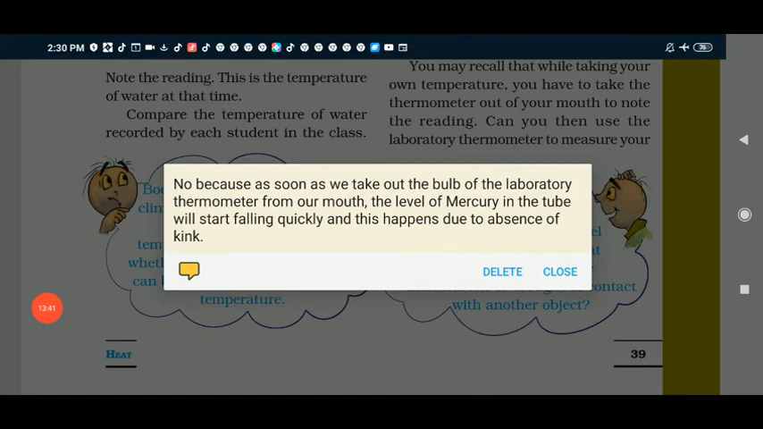Now we talked about how we should take the temperature reading without moving the laboratory thermometer out of the container. And a question arises in our mind: can we use a laboratory thermometer for measuring human body temperature? No, the answer is no. Because as soon as we take the bulb of the laboratory thermometer out of our mouth, the level of mercury in the tube will start falling quickly. And this happens due to the absence of a kink there.